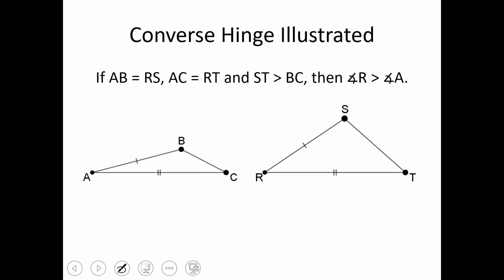So we have the precondition for converse hinge, which is that we have two sides of one triangle equal to two sides of the other, namely AB is equal to RS and AC is equal to RT. And then we say, as the final part of the given, that the third side of RST, that is ST, is greater than the third side of ABC, that is BC. And then we wish to prove that the angle opposite ST, which is angle R, is greater than the angle opposite BC, which is angle A. And then as for how this gets proven, well, it gets proven indirectly.